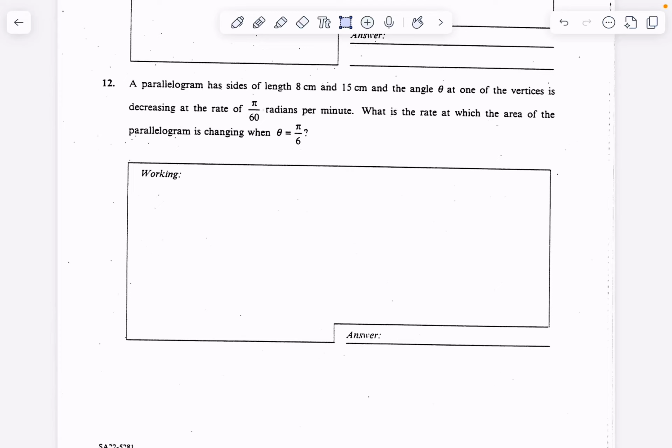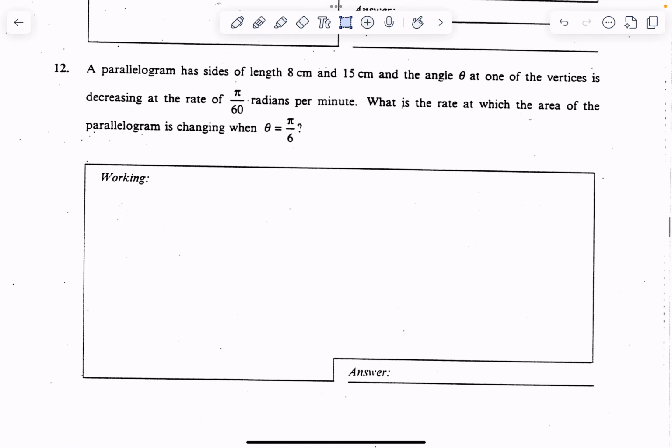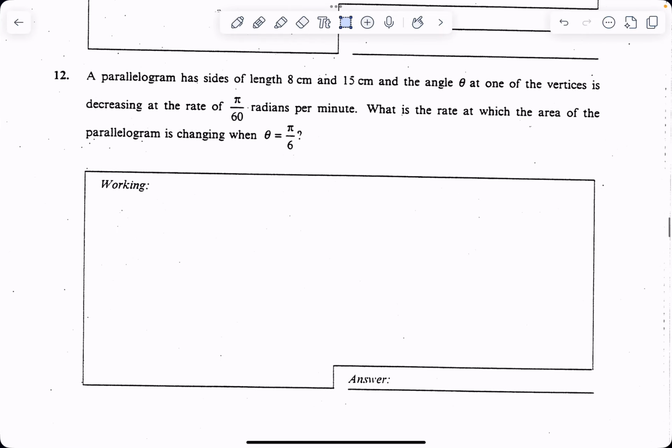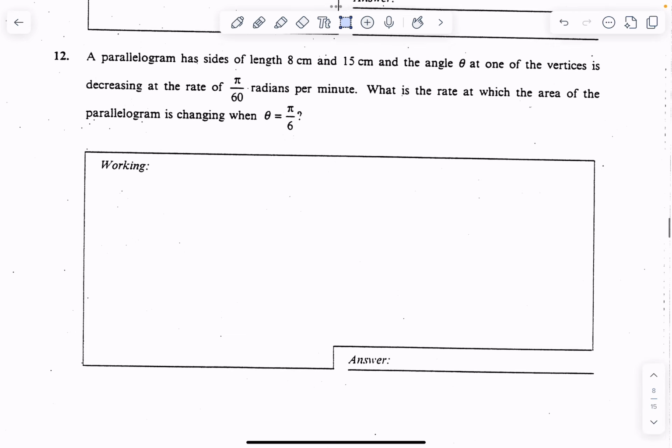So today I want to solve a problem that's a little bit different because it's from a 1995 paper in IB Mathematics Higher Level. But it's a related rates question, and it says that a parallelogram has sides of length 8 centimeters and 15 centimeters, and the angle theta at one of the vertices is decreasing at the rate of pi over 60 radians per minute. What is the rate at which the area of the parallelogram is changing when theta equals pi over 6?